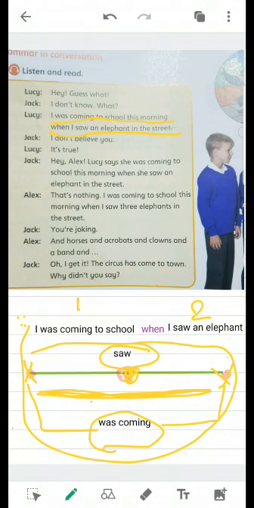استخدمنا للفعل الذي يحدث بفترة زمنية أطول صيغة المستمر was coming، واستخدمنا للفعل الذي يحدث بفترة زمنية قصيرة واعترض الفعل الطويل صيغة الماضي البسيط saw. طيب هناك أداة ربط, we have a conjunction، أداة ربط ربطت بين الجملتين وهي when.